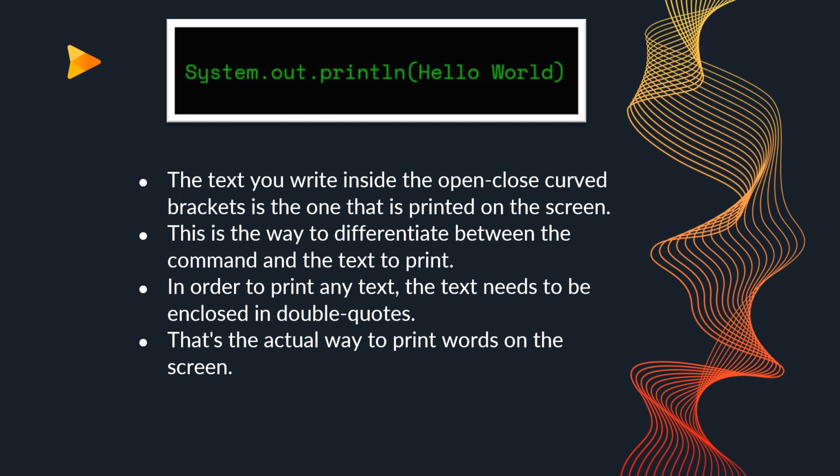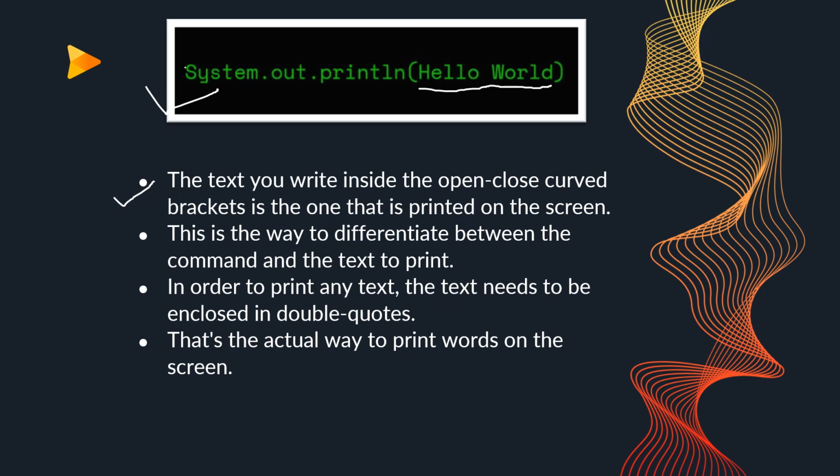Now you can see that this is our program. We have written this program in our command prompt, or we can use an IDE also. We can use a compiler where we write our program, and after writing it we can compile and run that program. The text you write inside the open and close brackets is the one that is printed on the screen. Here you can see that we have written hello world. This is the text which is going to be printed. This is the way to differentiate between the command and the text to print.